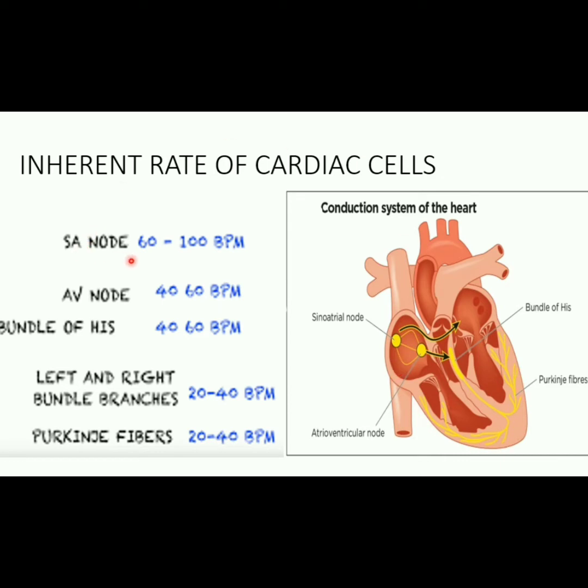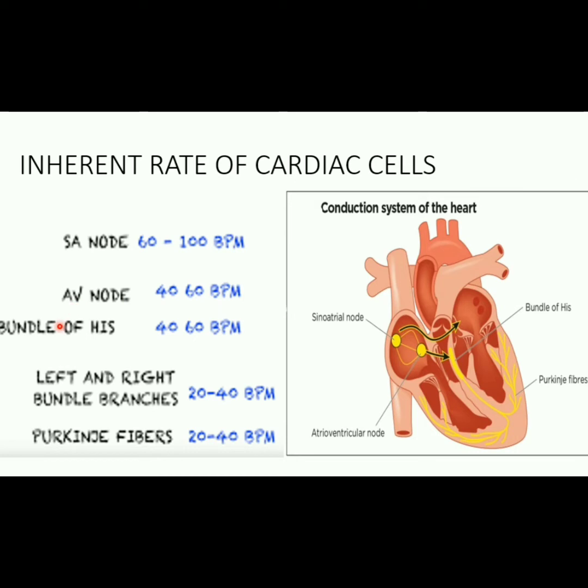So the SA node can create 60 to 100 impulses, or beats, per minute. In case there is any problem in the SA node and it is not able to produce the impulse, then the AV node and the bundle of His produce their own impulse. The AV node and the bundle of His can produce up to 40 to 60 beats per minute.